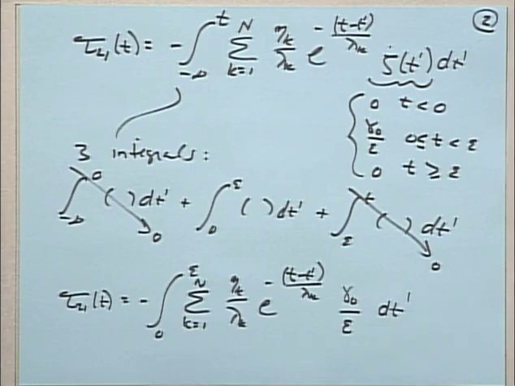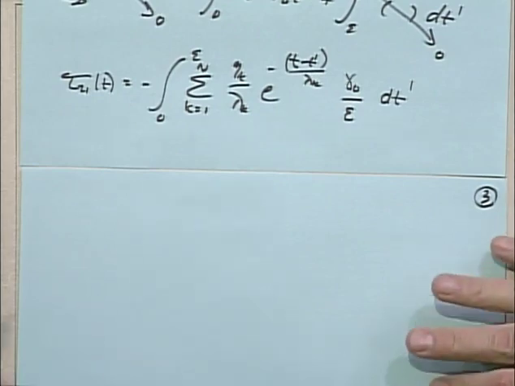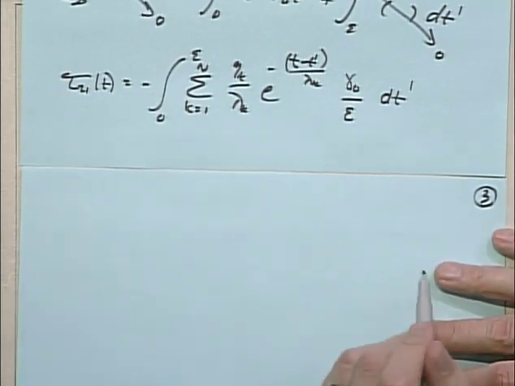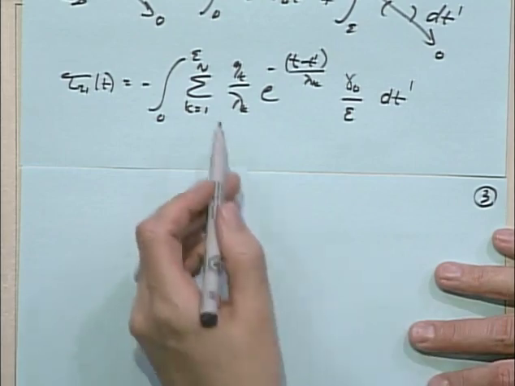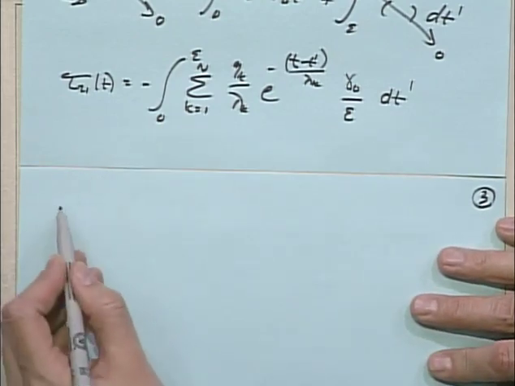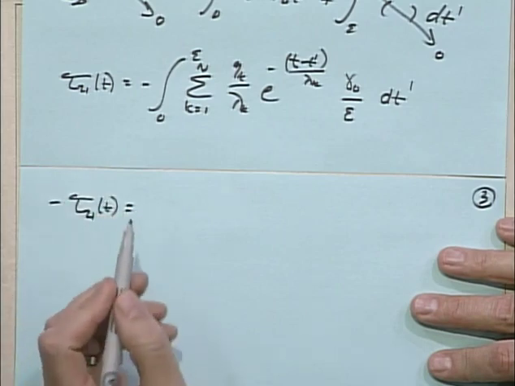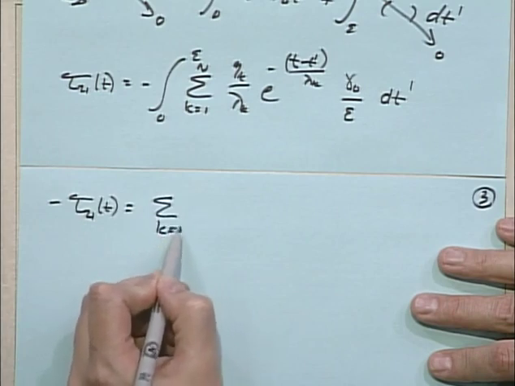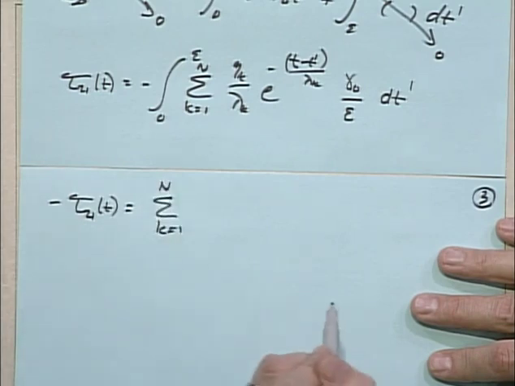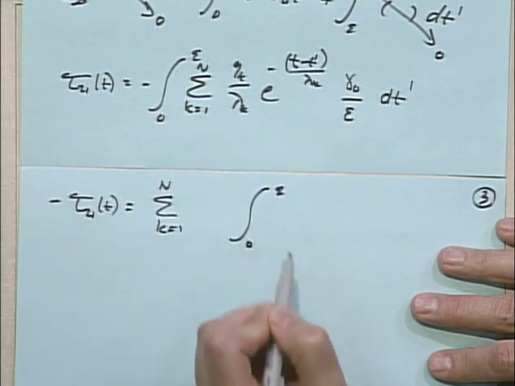From here on, it's just calculus. There's not a lot of rheology here. I'm going to switch the order of the integral and the sum because that's how I do integrals, one at a time. So I'm going to sum the integrals instead of integrating the sum. I'll put my minus sign on the left-hand side so I don't lose it. And so it's the summation k equals 1 to n of a bunch of integrals from 0 to epsilon.